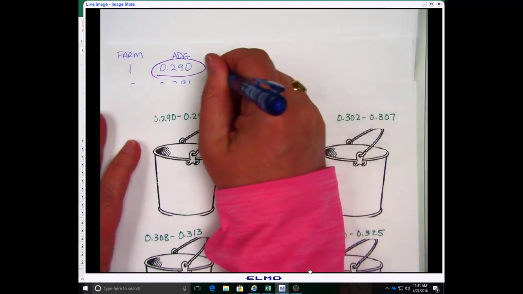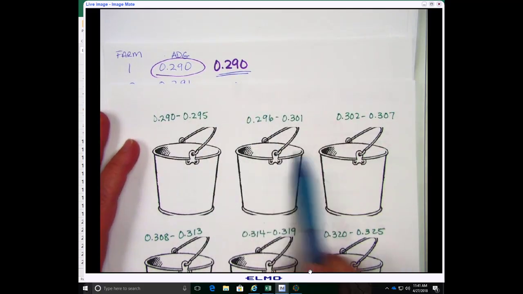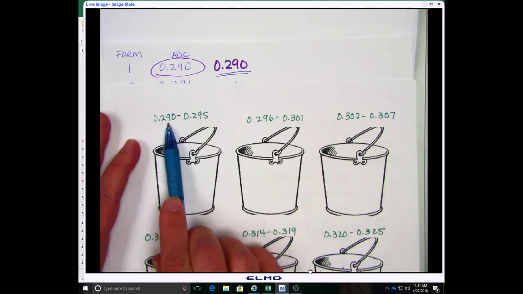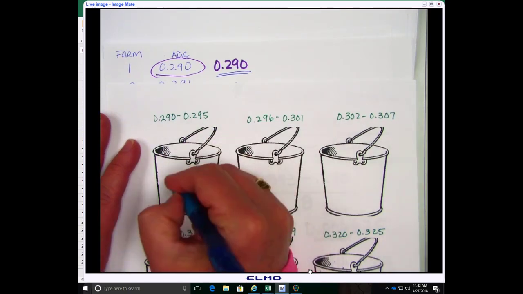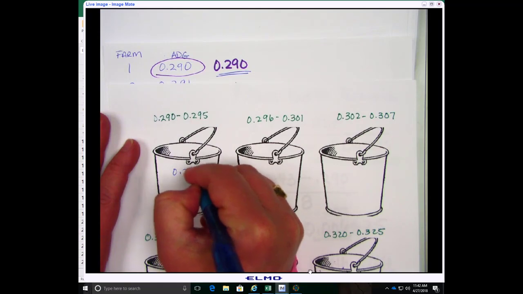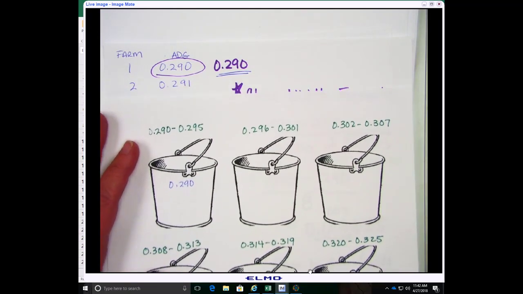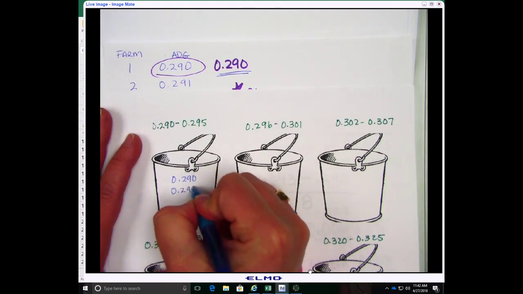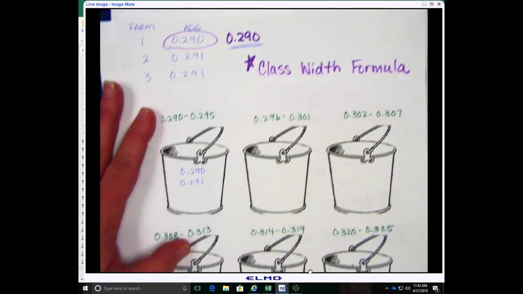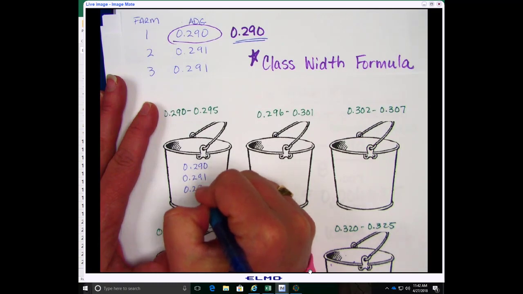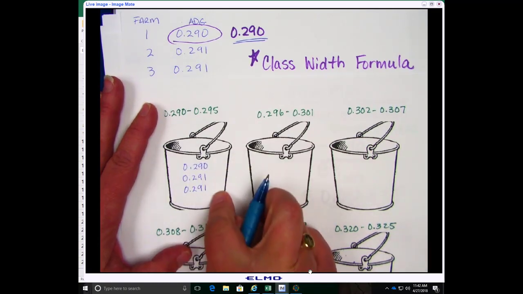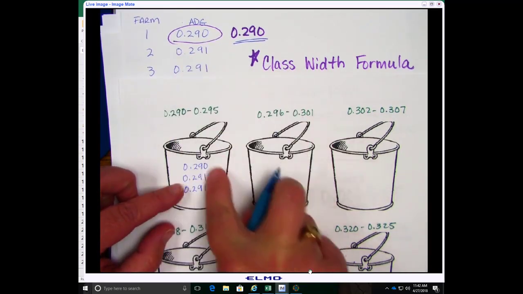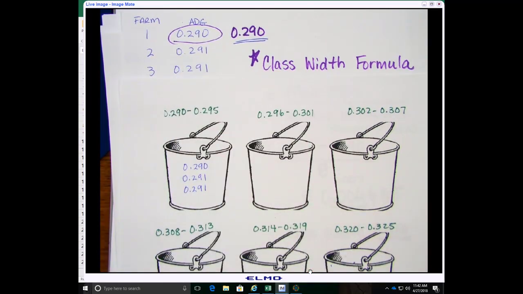I have 0.290. What bucket would that fall in? Well, this is too high. All right, I see that 290 ranges here, so I'm going to put it in that bucket. And then I go to my next data point, 0.291. Oh, that's going to go in this bucket. I have a 0.291. And notice that they can repeat. That's fine, but you want to account for it as many times as it repeats. So this repeated twice, so I want 2 of those in my bucket.